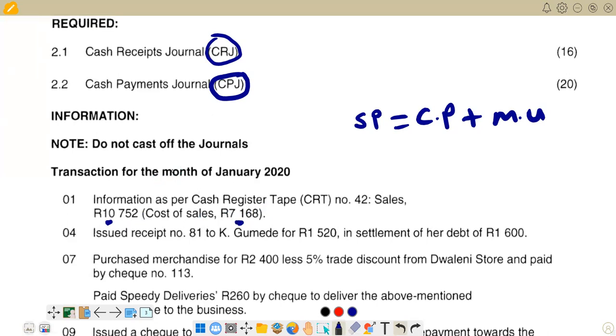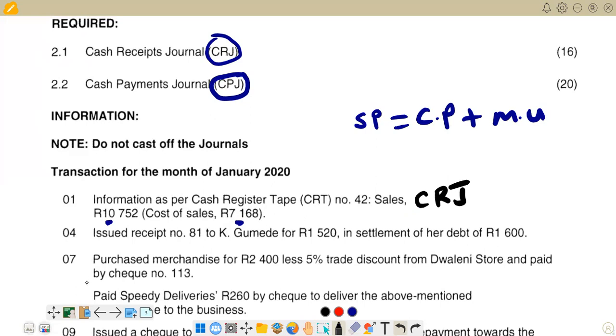So this one is on cash register tape. It means these are sales that were made, and then we received our 10,752 out of those sales. But also remember, when we sell, we also record the cost of sales, that is the cost price of those goods that we are selling. So this is going to affect our cash receipts journal, and we are going to enter it there.